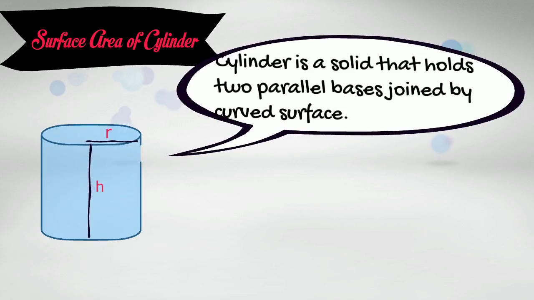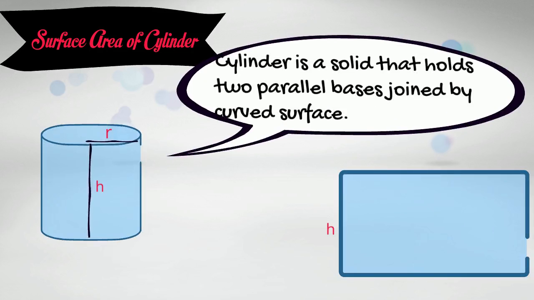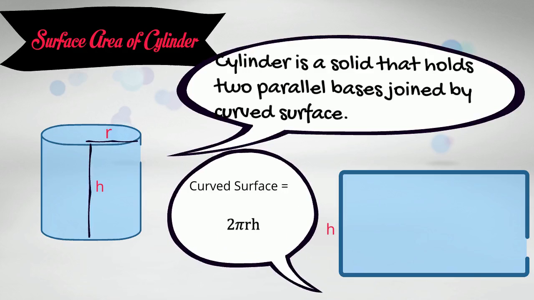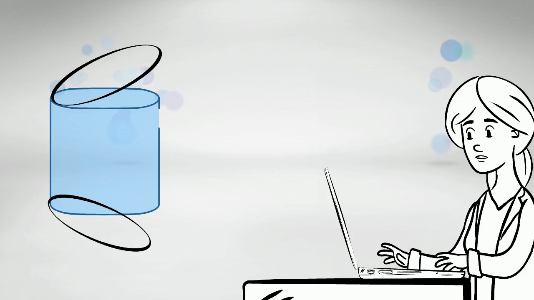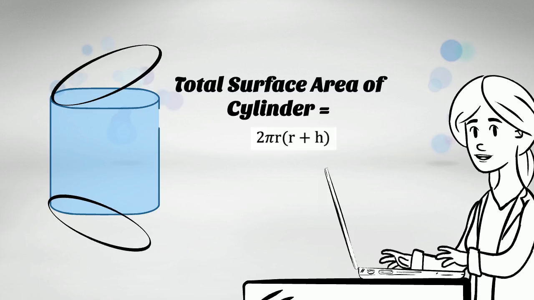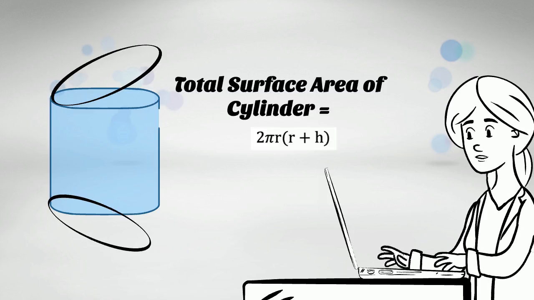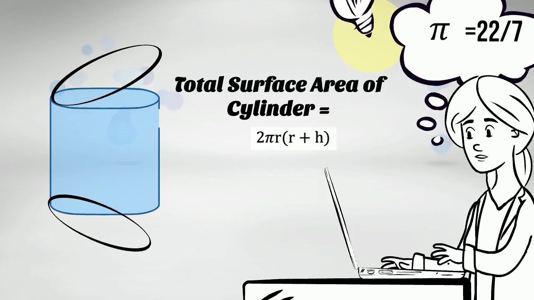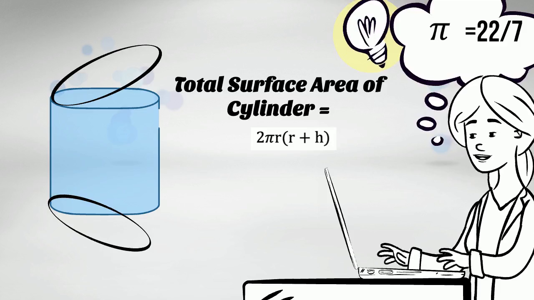Surface area of cylinder. A cylinder is a solid that holds 2 parallel bases joined by a curved surface. Curved surface area is 2 pi rh, where r is the radius of cylinder and h is the height of cylinder. Also, the total surface area of cylinder is 2 pi r times radius plus height. Do not forget the value for pi is 22/7.